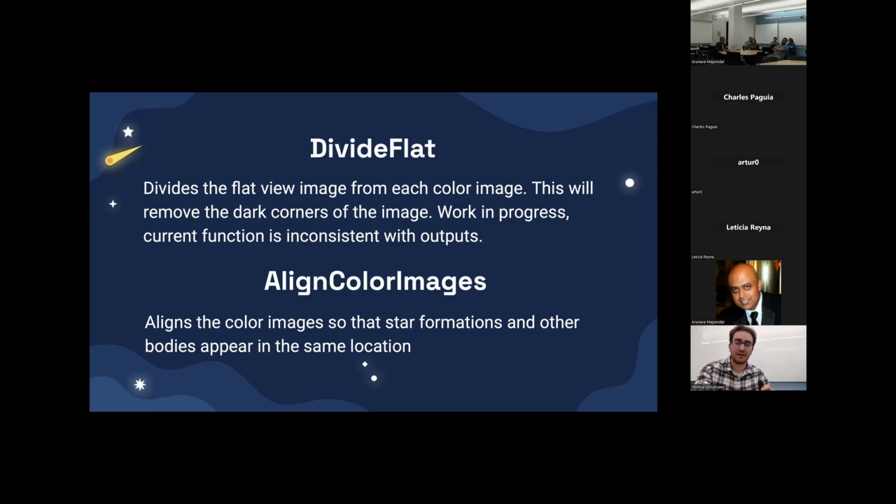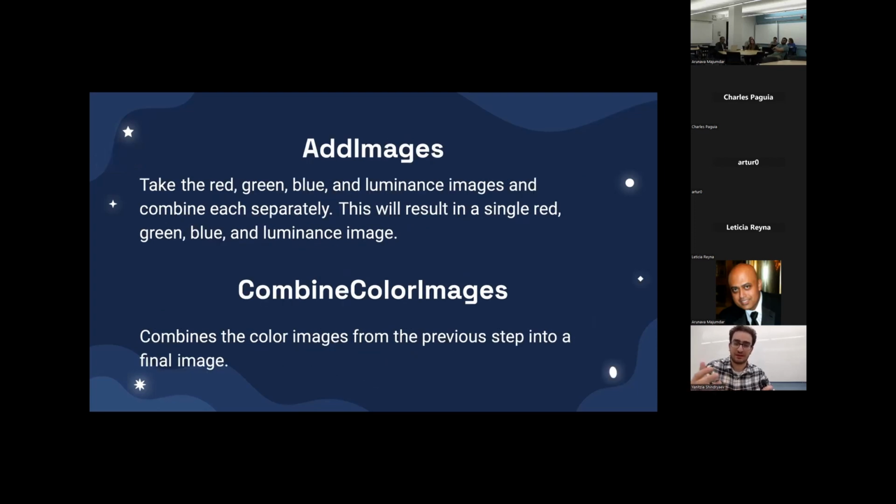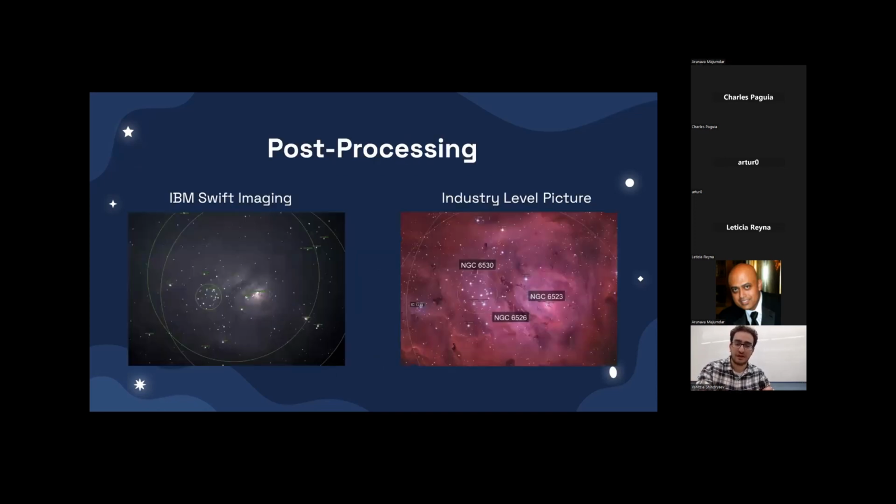And then we align the color images because naturally galaxies and stars move. So sometimes it would be blurred if we don't align. So we align the color images. And then finally, we can combine the red, green, blue, and luminance separately. And then once we have one of each, we can combine these into final images. And then here are a few examples.